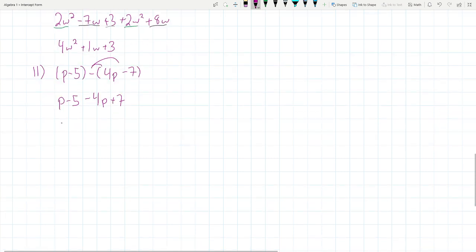I'm going to combine like terms now, so I get negative 3p plus 2. And maybe I should have underlined that for you. The p and the negative 4p, the negative 5, and the 7.